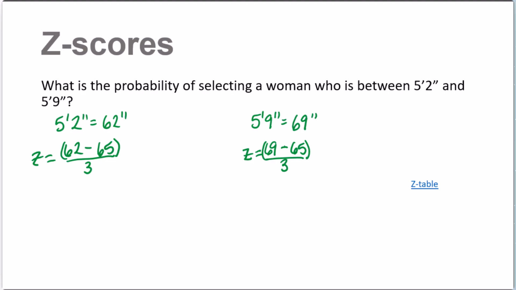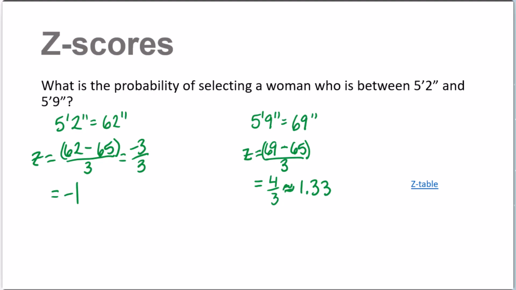62 minus 65 is actually just -3. So this is a z-score of exactly -1, meaning that someone who's 5'2" is 1 standard deviation below the mean. And for the higher value, this is 4 divided by 3, or typically we're going to write z-scores as decimals rounded to 2 decimal places. This is 1.3 repeating. I'll just round it to 1.33.